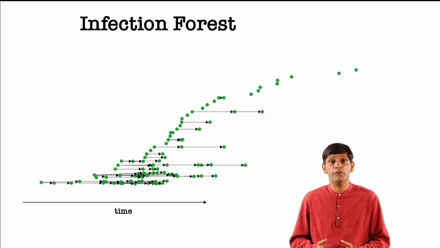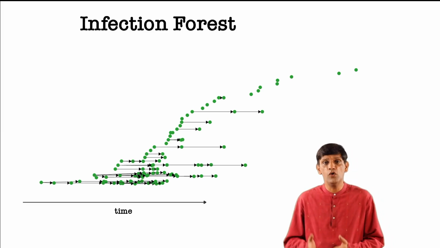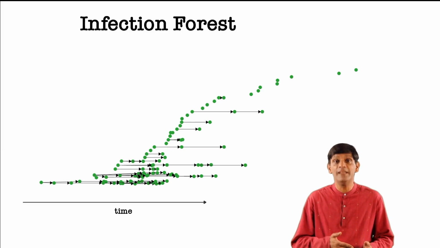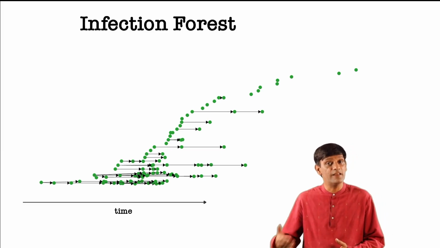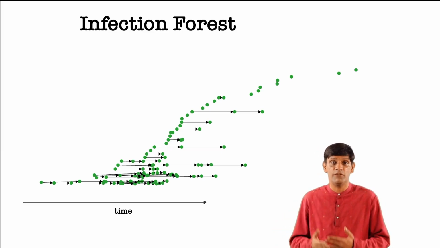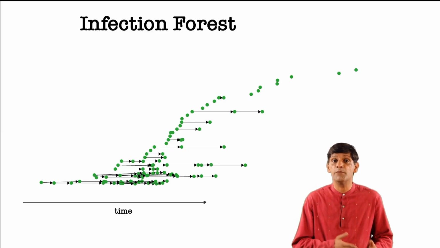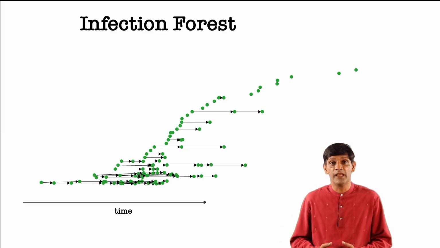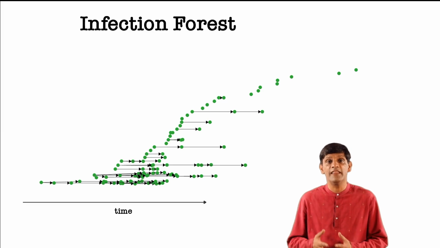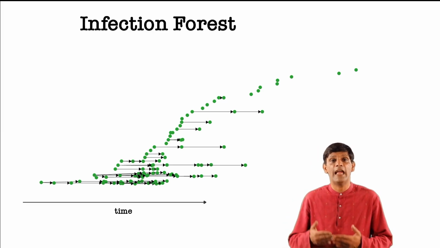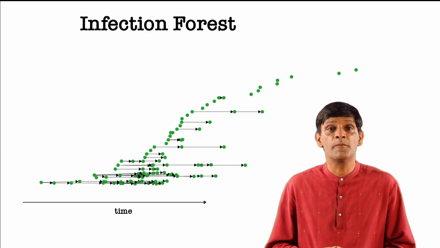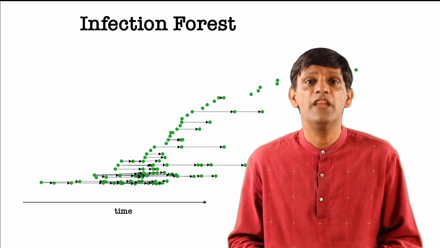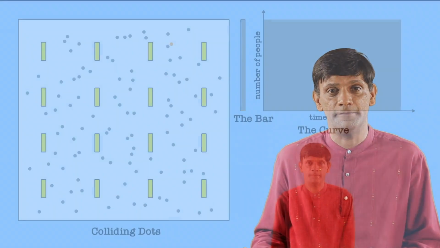The second tree was started by a person who got infected by an object. The third tree was started by another person who didn't directly get infected by a person but by an object, and so on. So each tree in this forest is like an independent epidemic going on. In fact, there is a reported case where an infection was traced to a salt shaker.